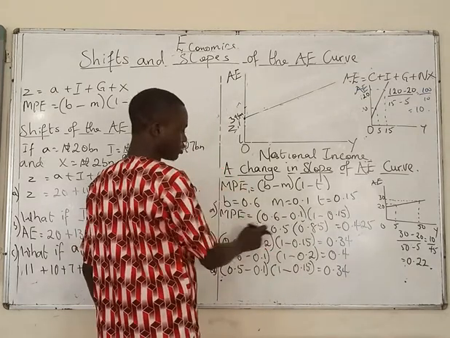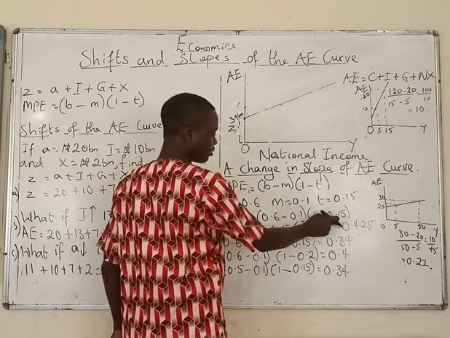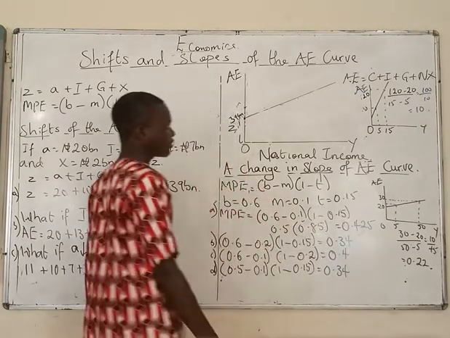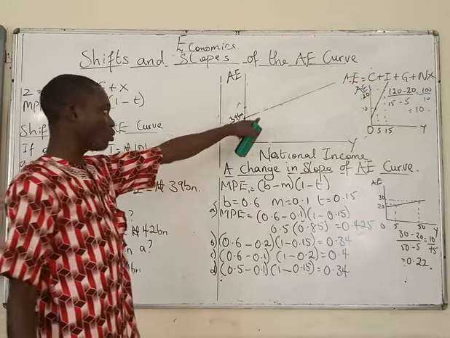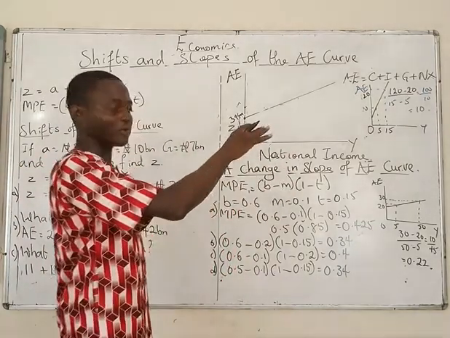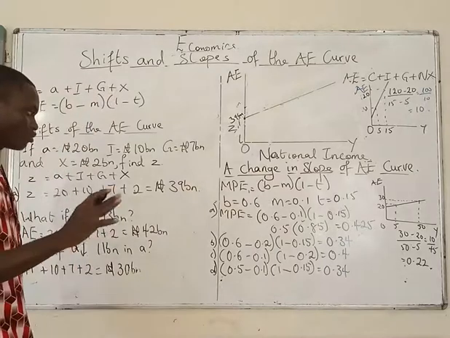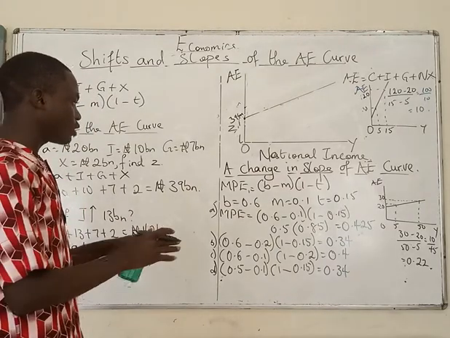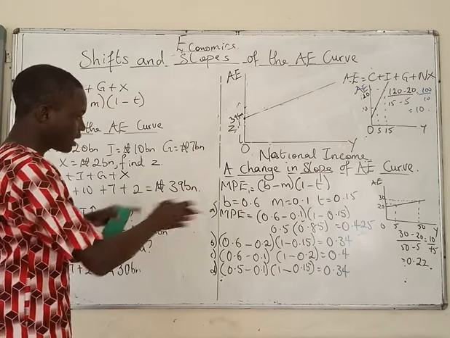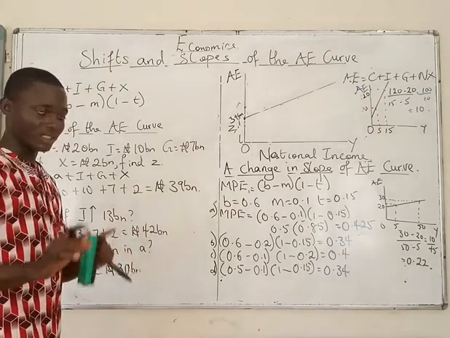0.6 minus 0.1 is 0.5, into bracket 1 minus 0.15 is 0.85. But multiply this by this, and then you have 0.425. So now let us assume that the original slope of this curve is 0.425. Now I want us to observe something. So I'm going to be changing the values of B, and some of these values, for us to check something.